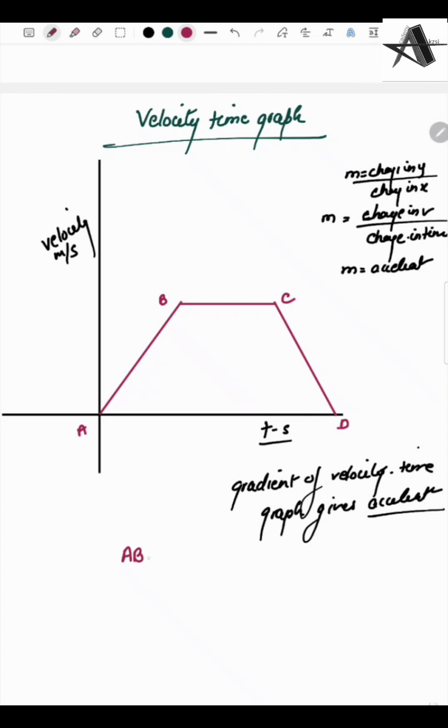Same, let me see what kind of motion it is from A to B, from B to C, from C to D. From A to B, simple, straight line. A straight line has a constant gradient. Gradient is acceleration. That means A to B is constant acceleration. And both the quantities are increasing. So it's a positive acceleration. So I applied the same logic that I applied in the displacement time graph. Only the difference was that there the gradient was velocity. Here it's acceleration. So I can say it's positive acceleration.